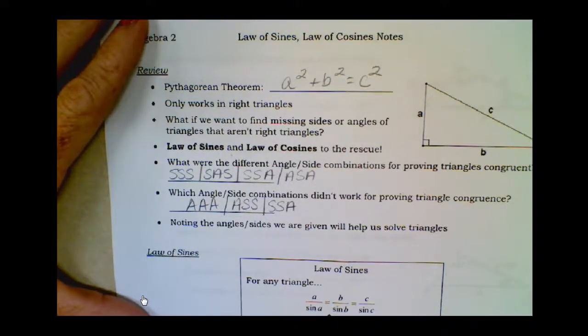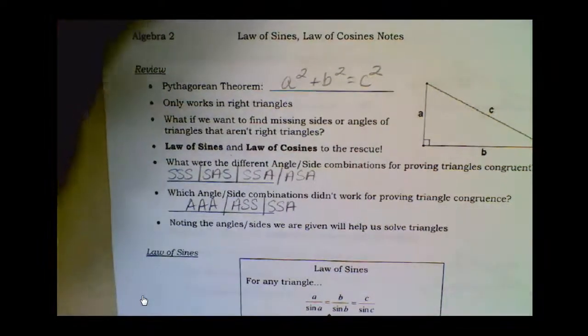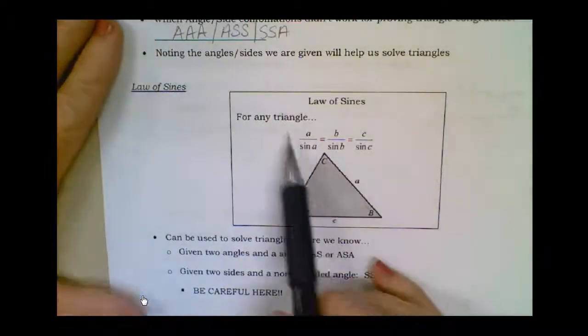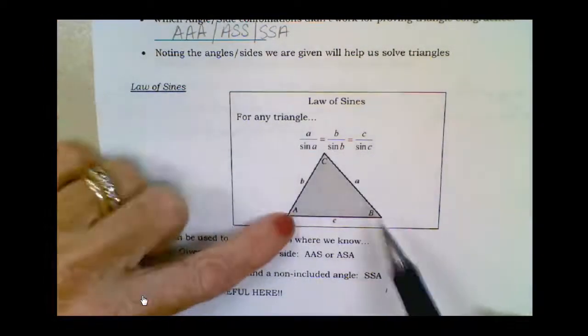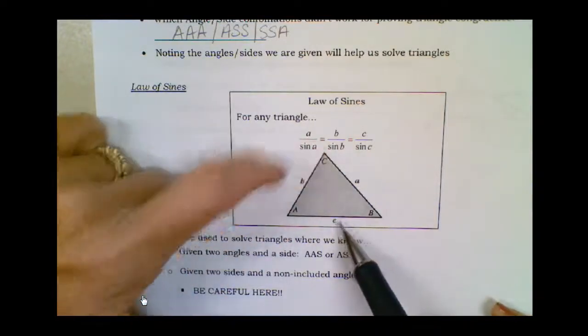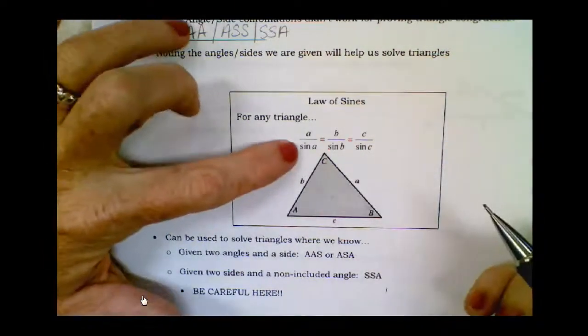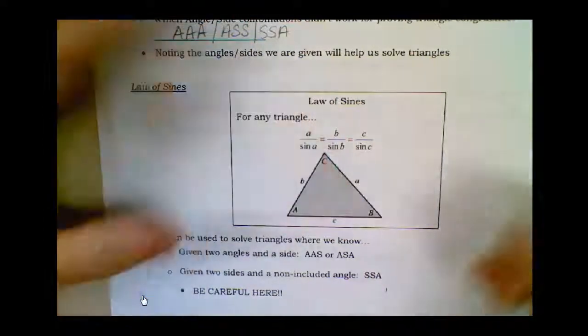Okay, so what we're going to use then for solving those would be law of sines or law of cosines. And it depends on what you're given as to which one of those you're going to use. So law of sines states that the ratio of a side to its angle is the same for all three pairs in a triangle. So you will either see law of sines like this, a over sine A, b over sine B, c over sine C, or you might see that flipped over.